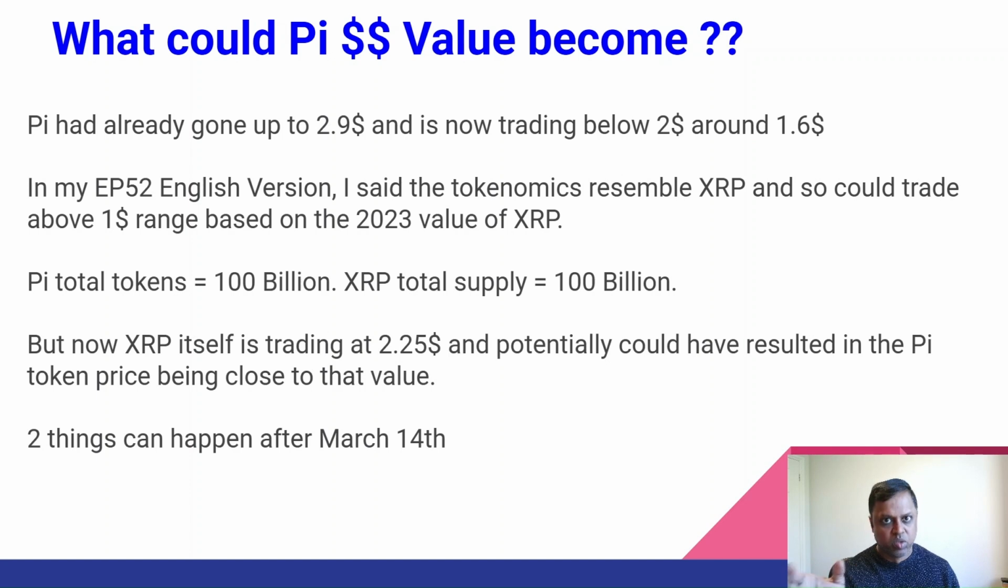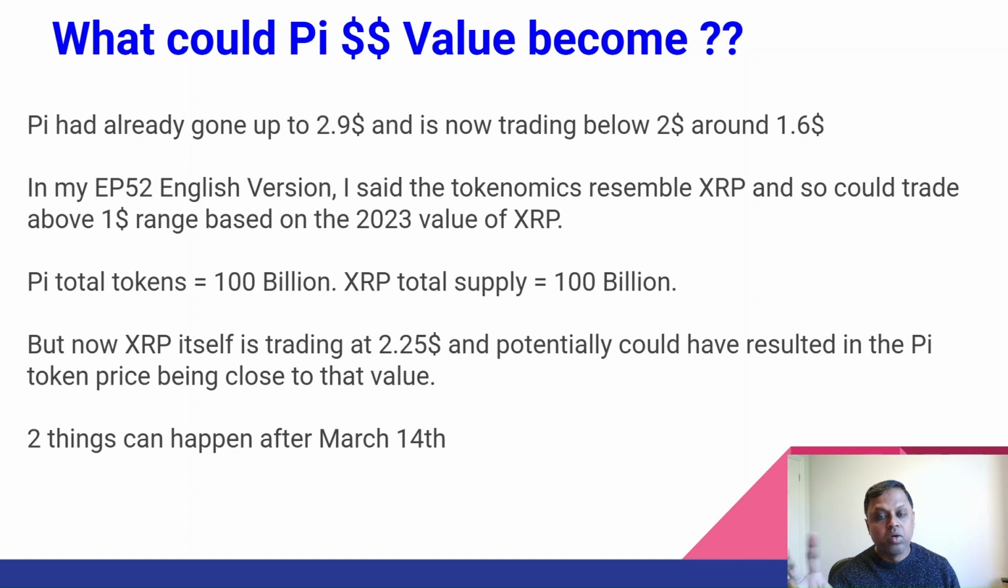In my episode 52, the English version especially, I said the tokenomics resemble XRP because Pi token's total supply is 100 billion. XRP's total supply is also 100 billion. So I said the tokenomics resemble XRP, so it could be above the $1 range, because that was the value of XRP back then in 2023. Now XRP itself is trading around $2.25. It had gone up beyond that as well.